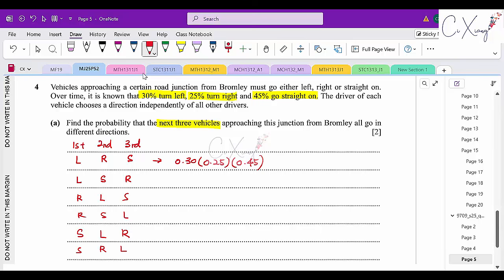But to be safe, you don't need to list out everything one by one. Basically, you can just consider the arrangements for all the results here. You have 3 different letters, so it'll be 3 factorial, which is 6. Let's count: 1, 2, 3, 4, 5, 6 cases, right? Then you can directly take the first probability and multiply it with 3 factorial. Then by right, you'll have 81 over 400.